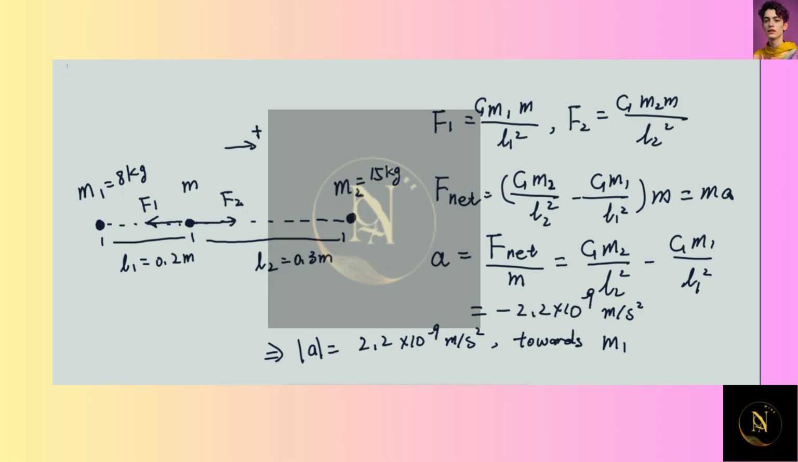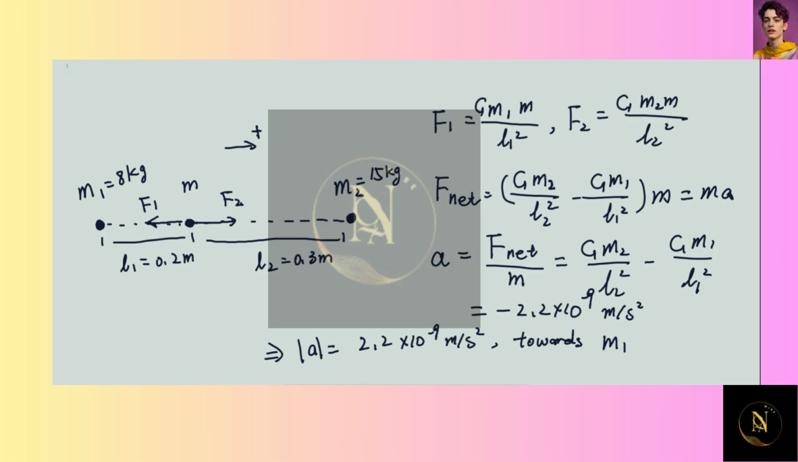Now, we know that both M1 and M2 are exerting a force on M. The force from M1, we call it F1, is pointing toward M1, and F2 from M2 is pointing to M2. So suppose the direction to the right is positive.